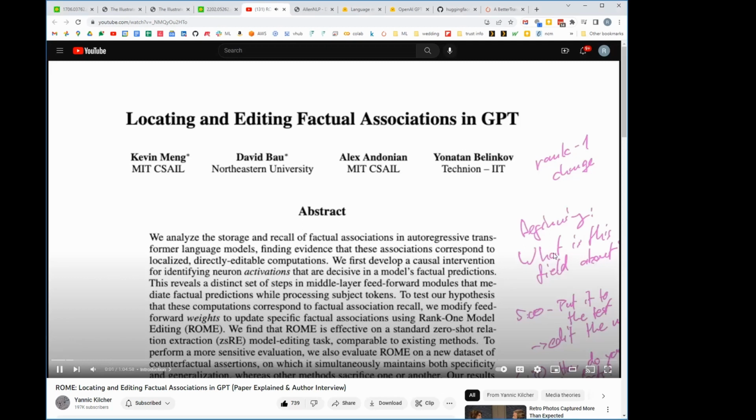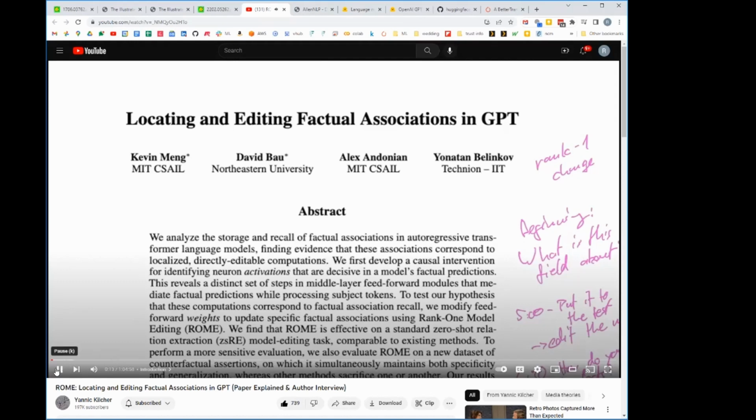Hello, today we're talking about locating and editing factual associations in GPT. Everybody getting the audio? Yep. It's a little quiet. We're getting it for sure. So I don't know if you need to turn your computer volume up a little. Is this better? Yeah, that's good for me. Anyone else? Okay.